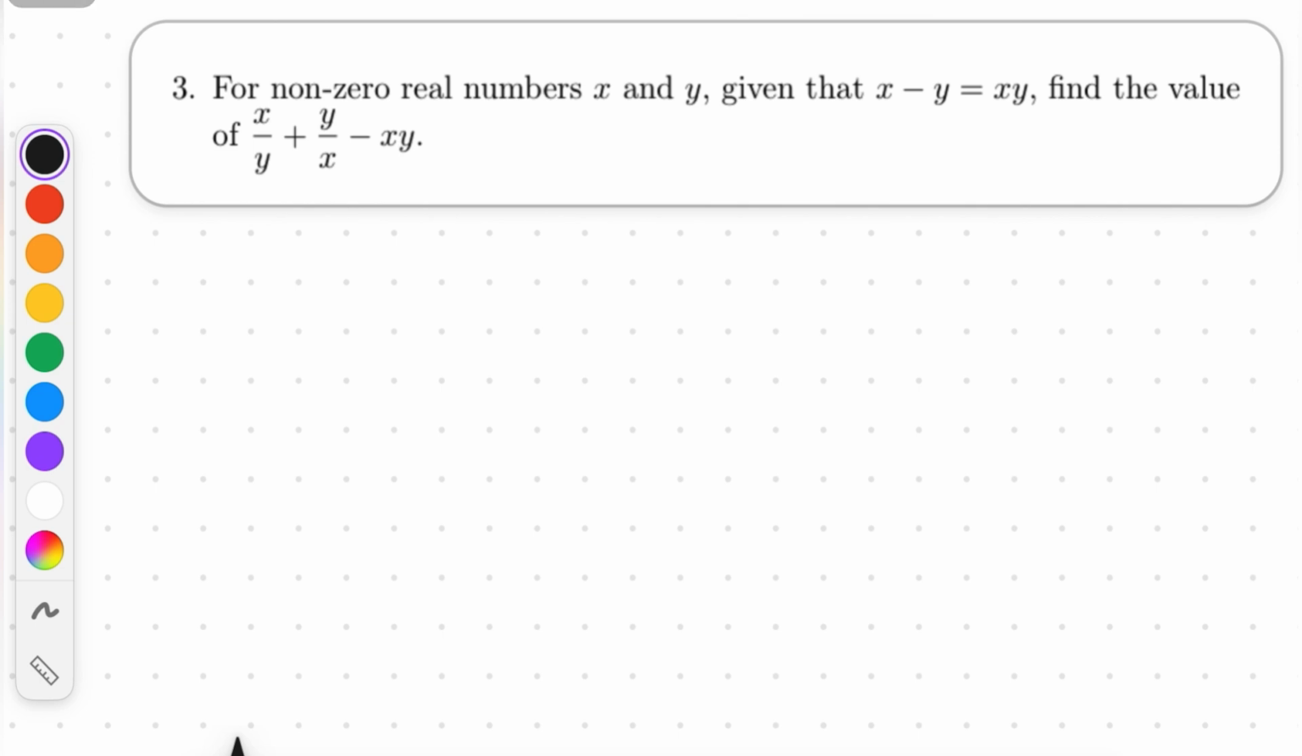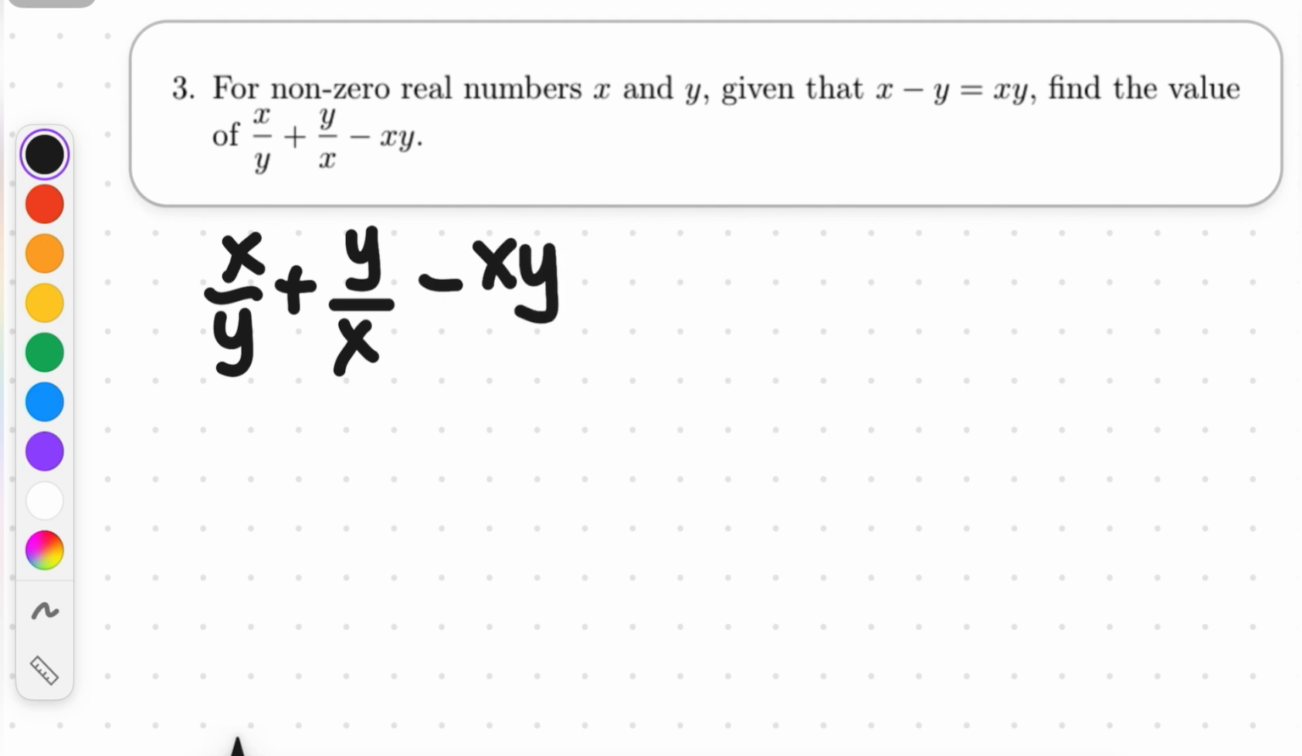Okay, so let us begin with this expression that we're trying to evaluate. We're given x over y plus y over x minus xy. Okay, so in this form, there's not a lot that we can tell. So what we're going to do is try and see if simplifying it or expressing it as a single fraction will help us.